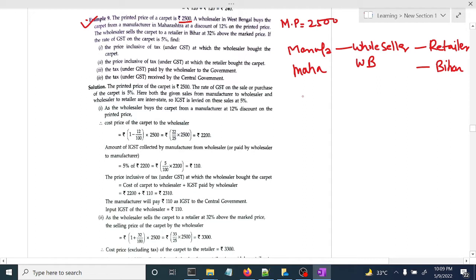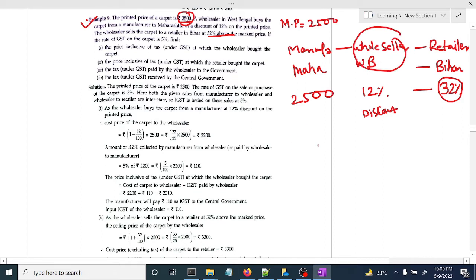So this is the printed price. The wholesaler buys the carpet at a 12% discount, and then the wholesaler sells the carpet to retailer at a profit of 32% above the mark price. This is the mark price. So the wholesaler sells it to retailer 32% above the mark price. The wholesaler gets it from the manufacturer at a discount of 12%. The price inclusive of GST which the wholesaler is paying.